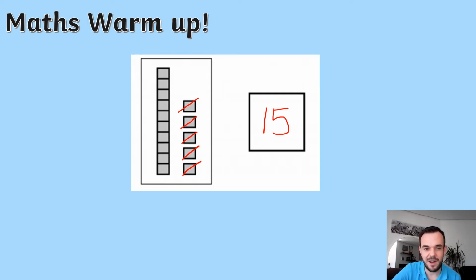And we can check our answer because we can see we've got 1 10 and 5 1s, which is the same as 15. If you got that right, give yourselves a big tick. Well done. If not, go back and have another go. Let's look at the next one.